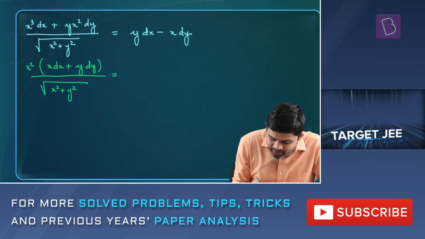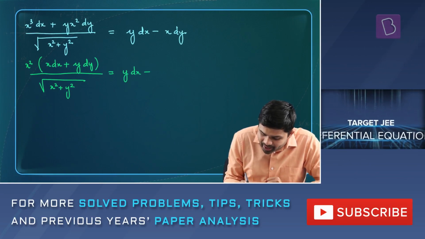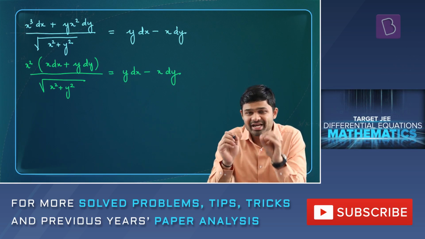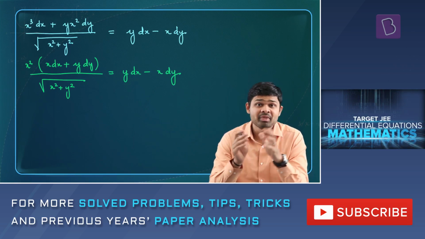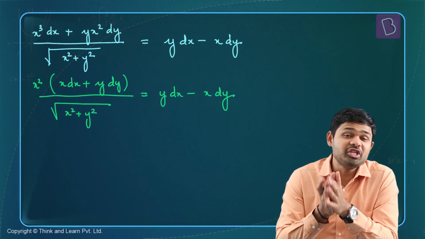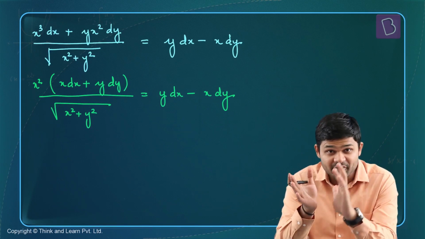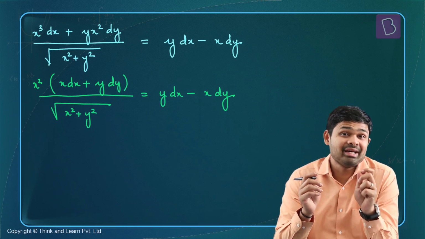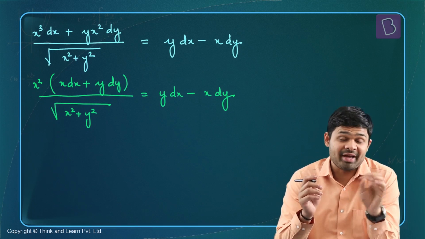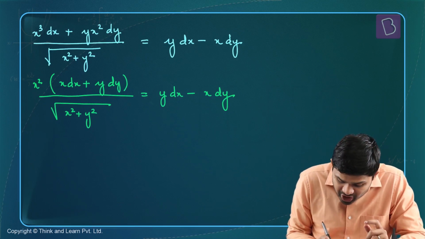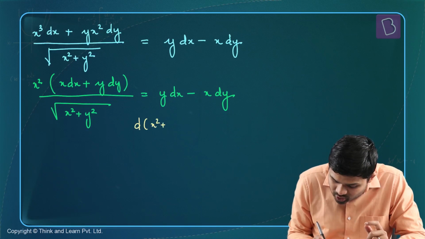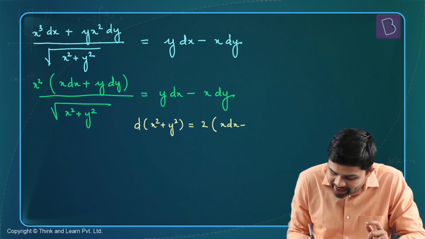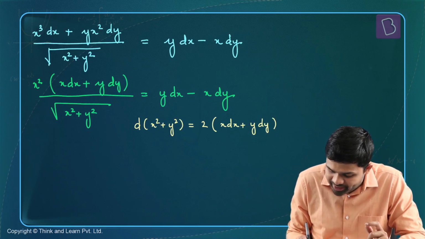That stays, and this is equal to y dx minus x dy. Now look at the left hand side. You have an under root x square plus y square there. Now what will happen if you differentiate x square plus y square? If you differentiate x square plus y square, you are going to get 2x dx plus 2y dy. So the differential of x square plus y square is nothing but 2 times x dx plus y dy.